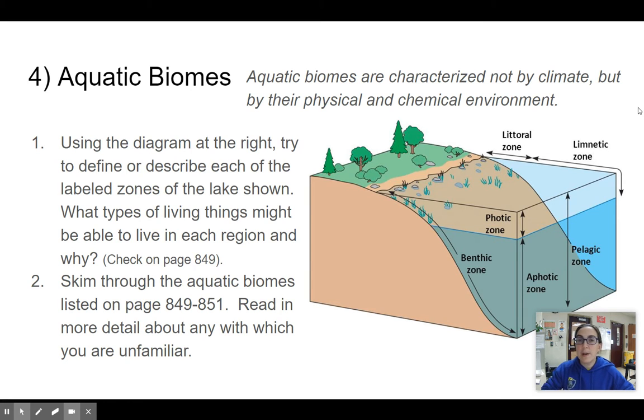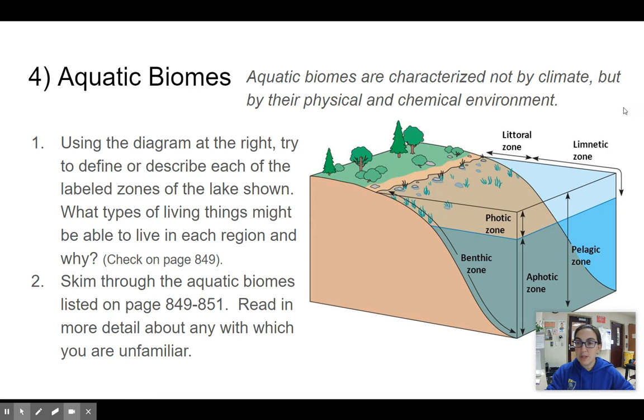Aquatic biomes are something that I just want you to be a little familiar with. Again, this is not vocabulary that I will test you on. I just want these words to be something that you have heard before. Aquatic biomes obviously are not characterized by temperature and precipitation like a terrestrial biome, but they're characterized more by the physical environment, so the temperature, the depth of the water, the amount of light they get, and the chemical environment, whether it's freshwater or a saltwater area.